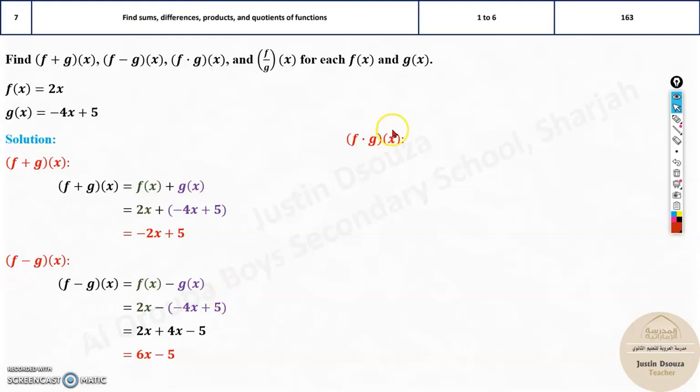To find the product, all you need to do is multiplying. So you need to multiply f of x and g of x. How do you do? Distributive property again. 2x times minus 4x would be negative 8x squared, and 2x times 5 is 10x. That's it. That's the answer. It's very, very basic, very simple.